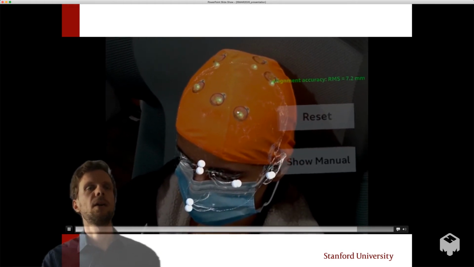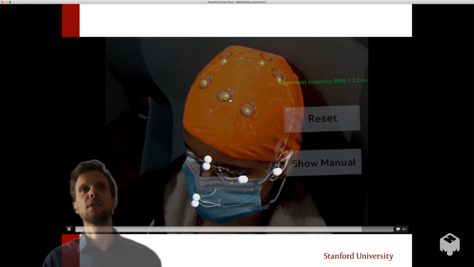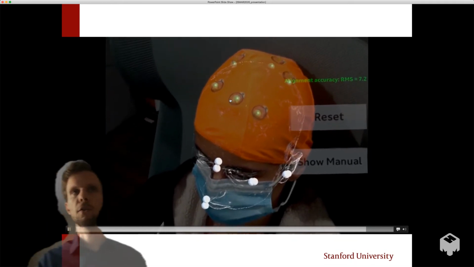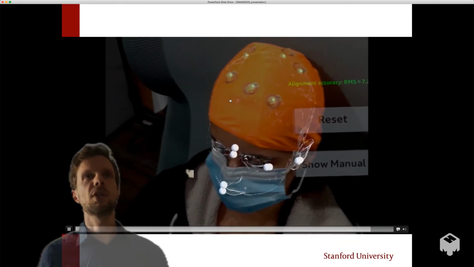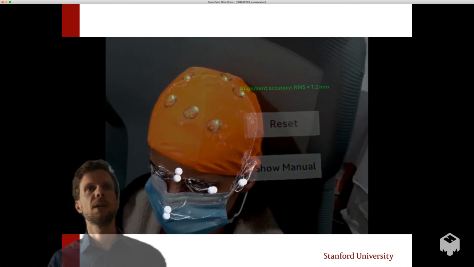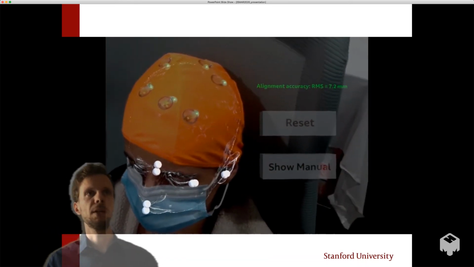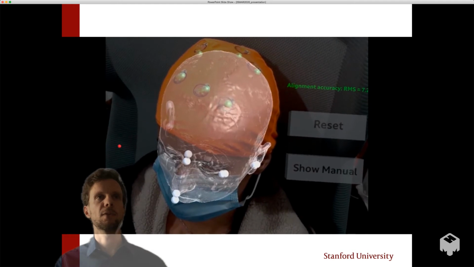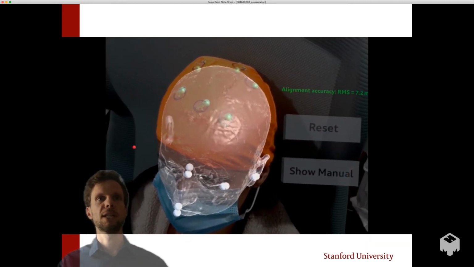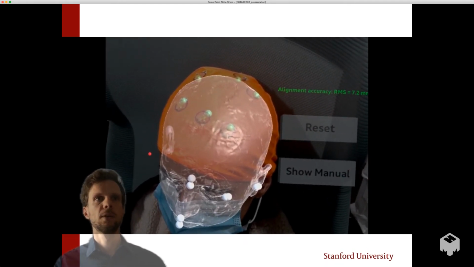Now we see all these markers are placed at the virtual fiducials. The user could now go around the head, look from different angles, adjust the position of the capsules until the Magic Leap user is really happy with the alignment of these capsules. You can also change the rendering if it helps you with the alignment procedure. So you have the freedom to do that as well.